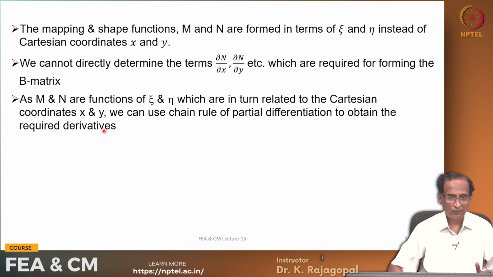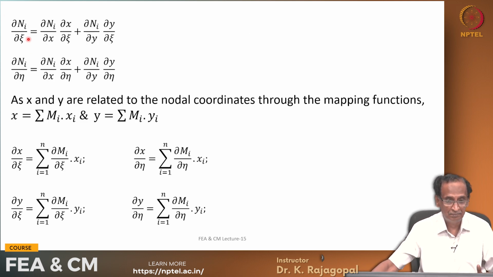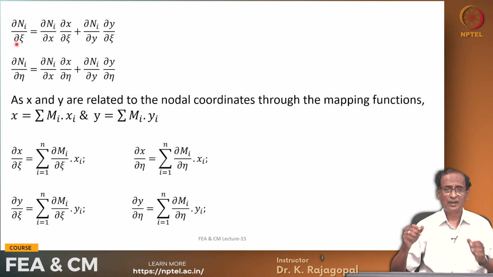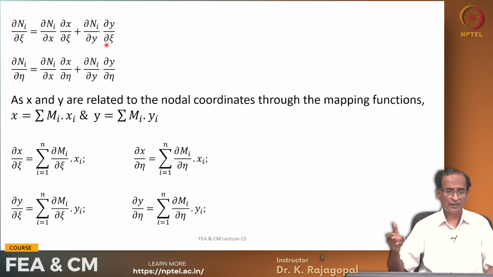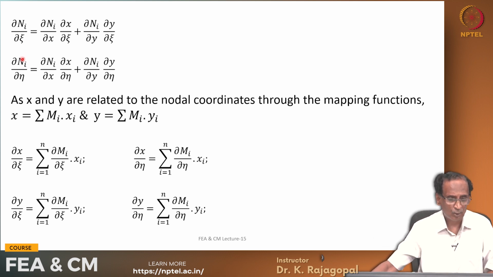We can write dou N by dou xi, because xi is related to both x and y, as dou N by dou x times dou x by dou xi plus dou N by dou y times dou y by dou xi, because this is the chain rule of differentiation. Similarly, dou N by dou eta I can write as dou N by dou x times dou x by dou eta plus dou N by dou y times dou y by dou eta.